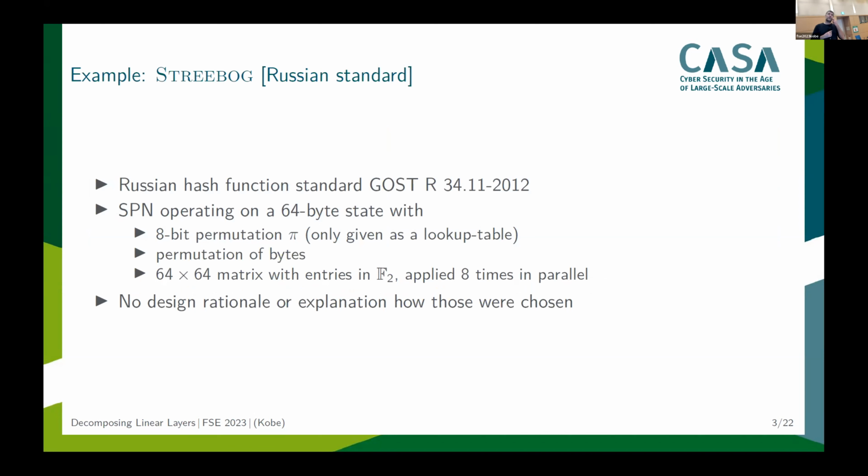Okay, so this tree-block, just to recall, is a Russian standard, a hash function. And I'm going to give a bit more detail because this is a running example throughout the talk. This operates on a 64-bit state, where we have an 8-bit S box, which was just given as a lookup table, a permutation of bytes, and a 64 by 64 binary matrix that is applied 8 times in parallel. So this is the specification of the cipher. And we don't have any design arguments for how those things were chosen.